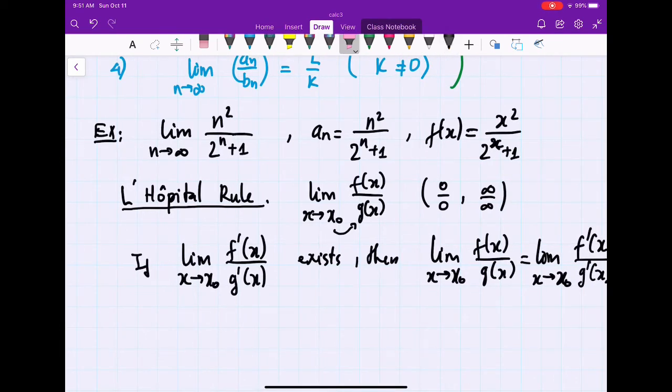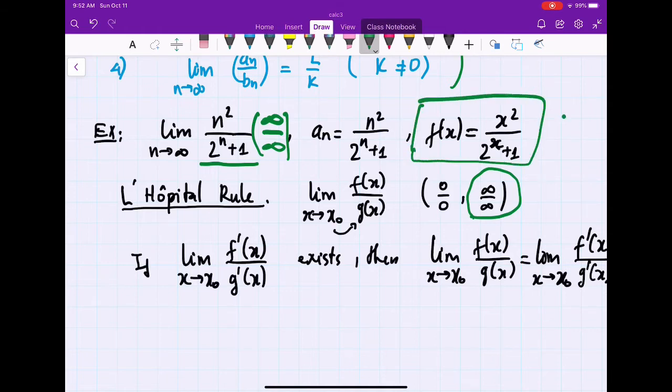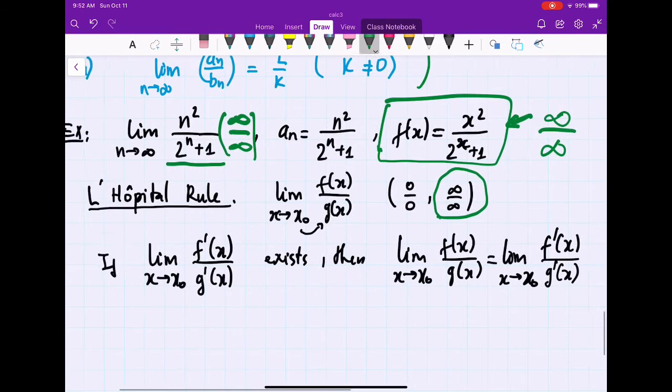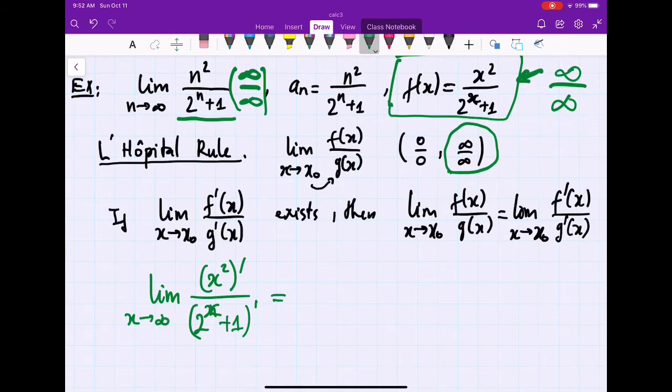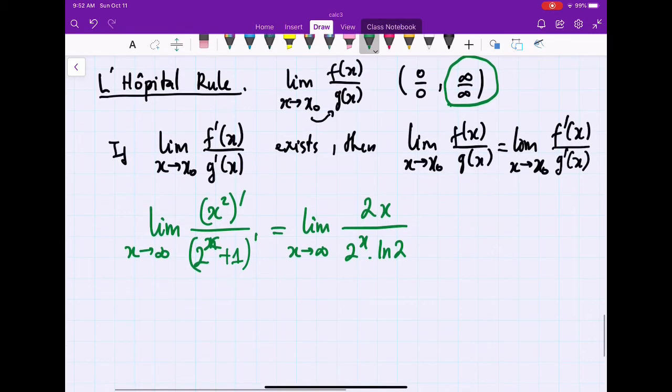This situation happens so often when you consider limits of sequences. For example, in this example, you plug infinity into this function and you get infinity over infinity. So in this case, we may use L'Hopital's rule. I will consider the derivative of the function x squared, and the derivative of 2 to the x plus 1, when x approaches infinity. This is the limit of 2x on the top, and here you have 2 to the x ln of 2, as x approaches infinity. And again, this limit still has the form infinity over infinity.